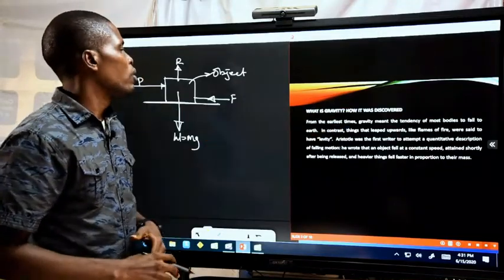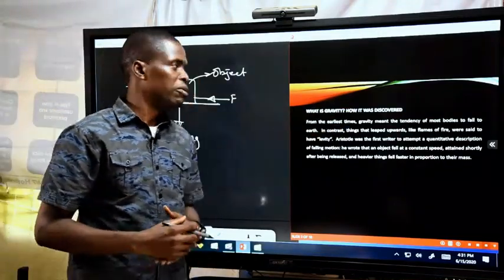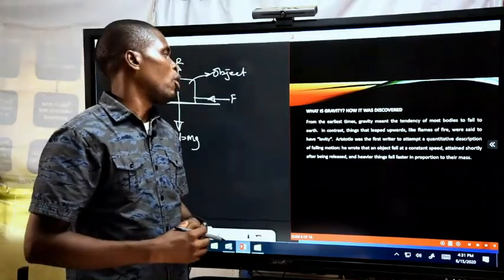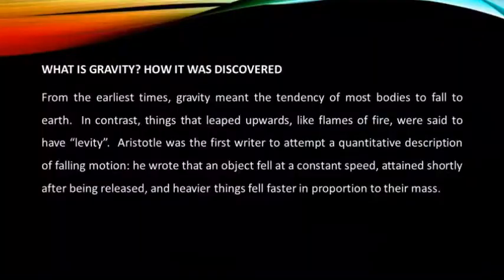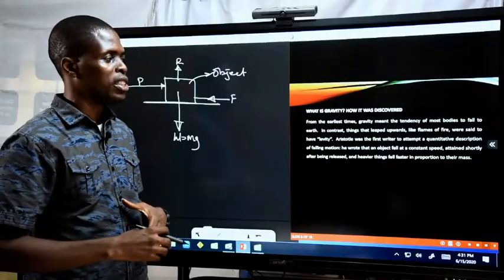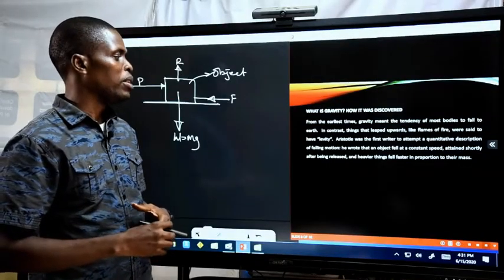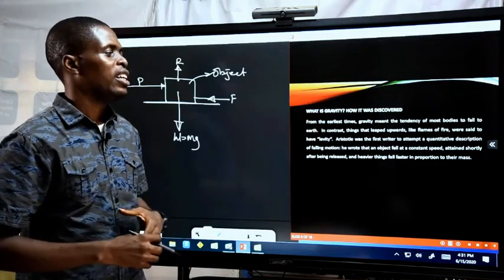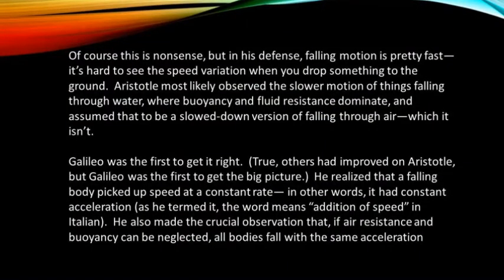Okay, so we are going to look at the term gravity, which is the main discourse of today's lesson. Now, what is gravity? From the earliest time, gravity meant the tendency of most bodies to fall to earth. In contrast, things that leaped upwards, like flames of fire, were said to have levity. Aristotle was the first writer to attempt a quantitative description of falling motion, and he wrote that objects fell at a constant speed, attained shortly after being released, and heavier things fell faster in proportion to their masses. Of course, this is nonsense.